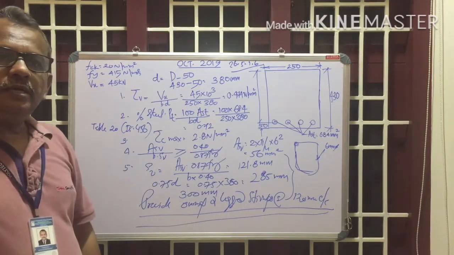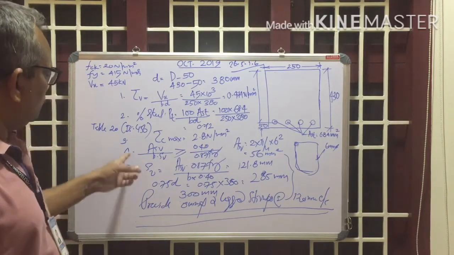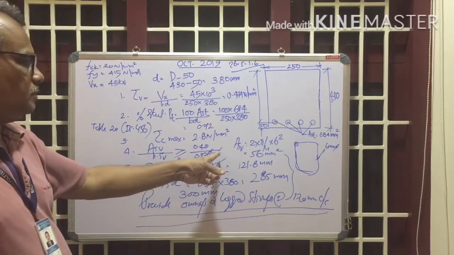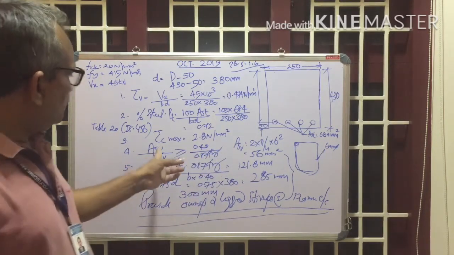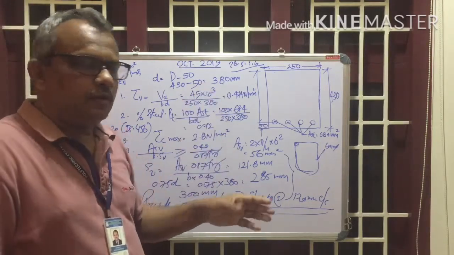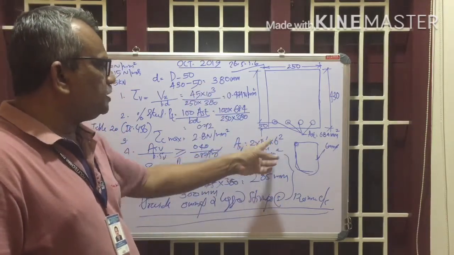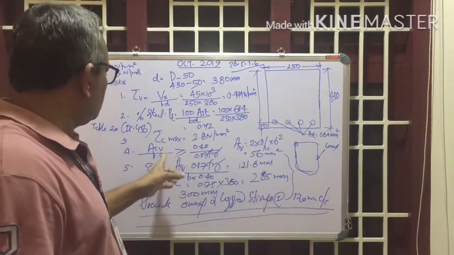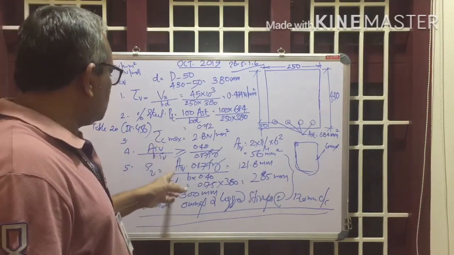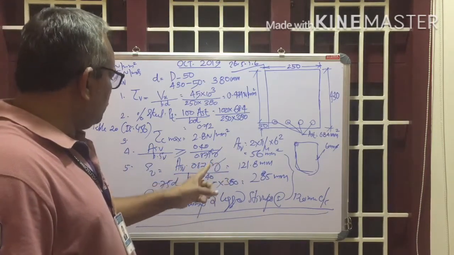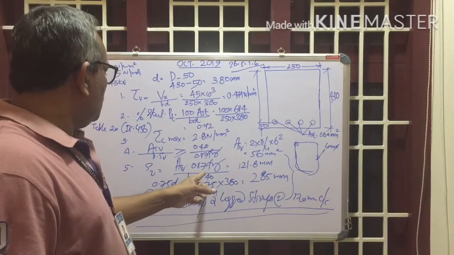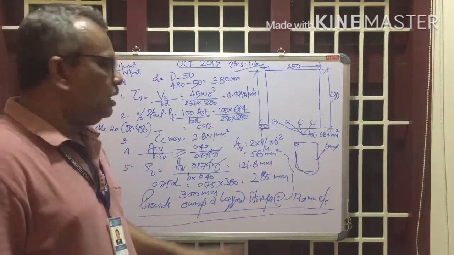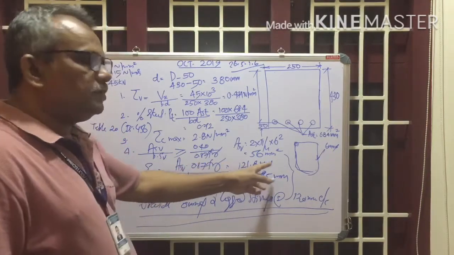Therefore, we have to design minimum shear reinforcement. As per the code, ASV by B SV should be greater than or equal to 0.4 by 0.87 Fy. From that, to get ASV, we have to assume the diameter of the bar. Here we are assuming 6 mm diameter two-legged stirrups, so 2 into pi by 4 into 6 squared is equal to 56. Substitute ASV as 56, Fy as 415, and breadth of the beam 250 into 0.4. You will get the spacing of the shear reinforcement SV as 121.8.